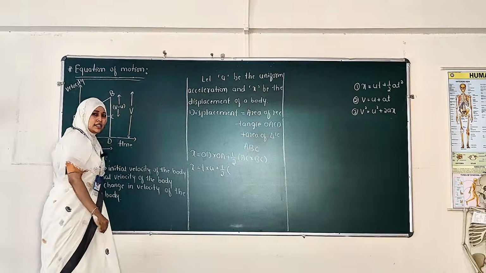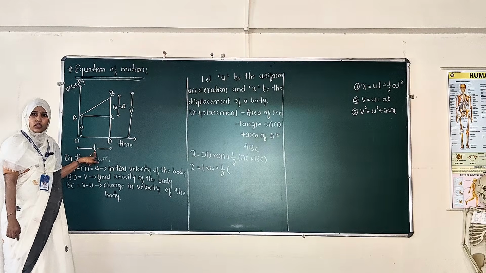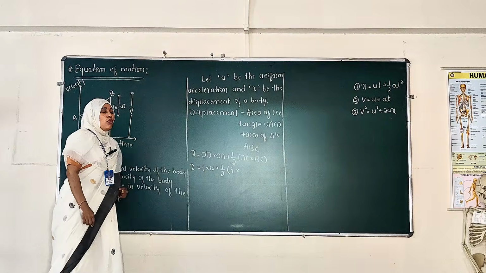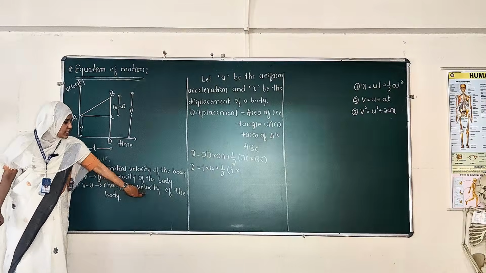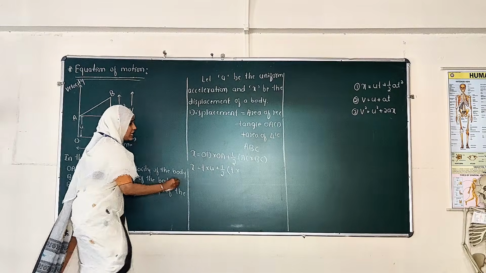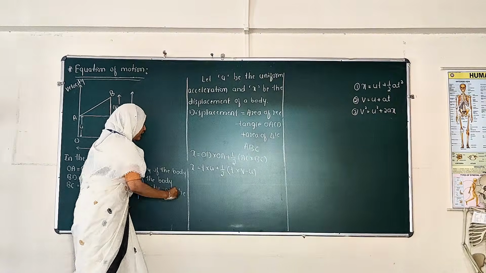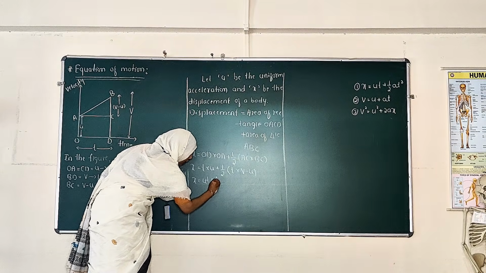What is AC? See the diagram. AC is equal to OD, which is equal to what? T. T into BC. What is BC? BC is equal to V minus U. V minus U is the change in velocity of the body. Okay. Then X is equal to UT plus half.